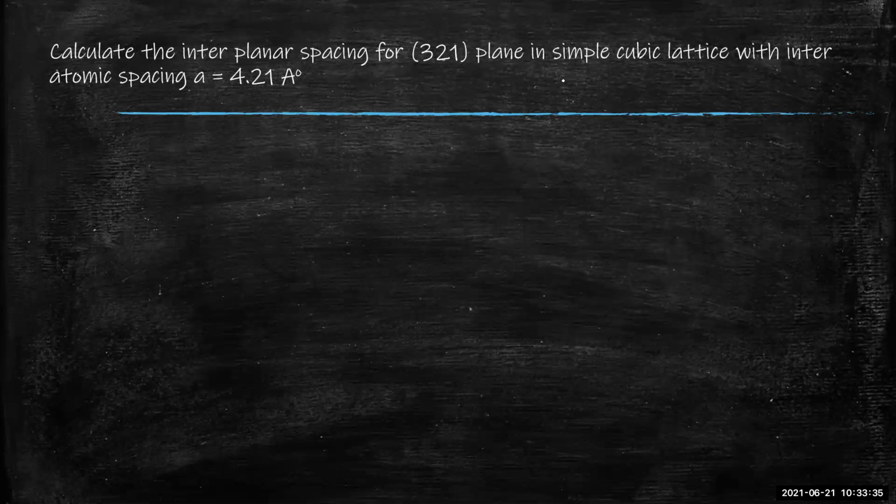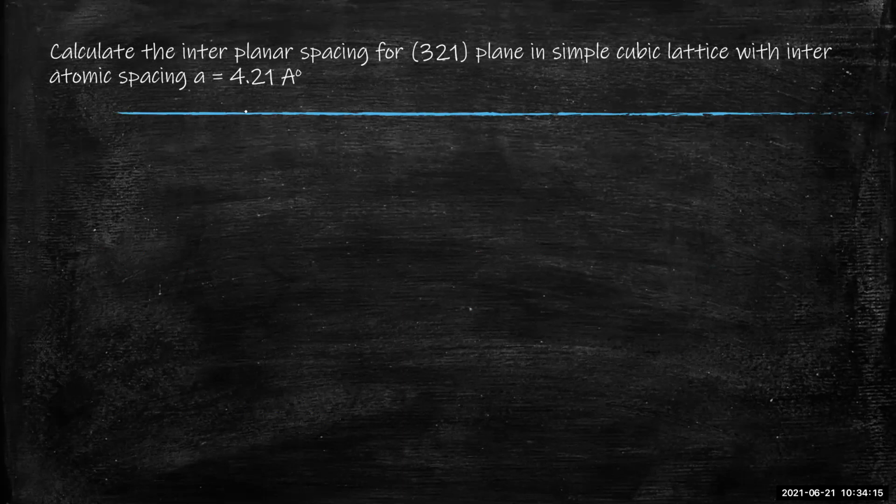Now we go to the next question. Calculate the interplanar spacing for the 321 plane in a simple cubic lattice with interatomic spacing A equal to 4.21 angstrom.